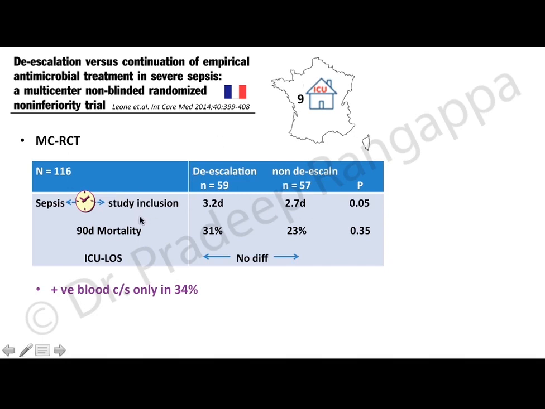When you look at the 90-day mortality, there was no difference between the patient group where de-escalation was done and the non-de-escalation group where antibiotics were not de-escalated. ICU length of stay also was no different. Blood culture positivity, compared to the previous study from Spain, was only 34%. So they didn't go only by culture positivity. Where they felt there was no sepsis and cultures were negative, they did stop, and they found there was no difference in 90-day mortality.